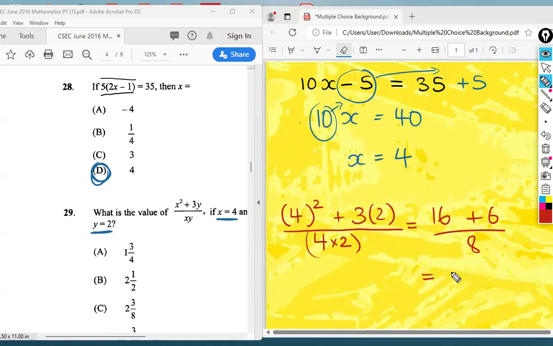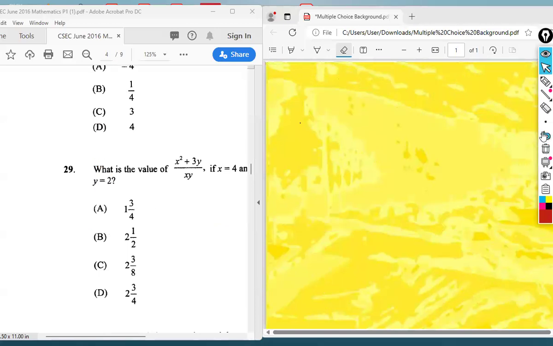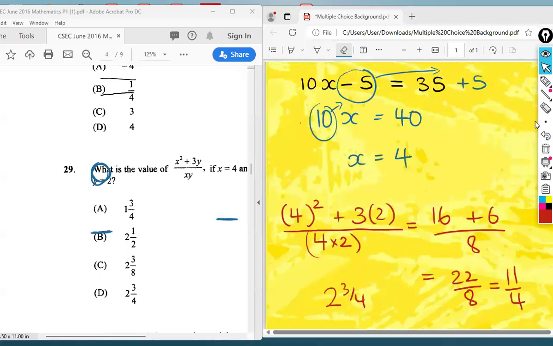16 plus 6 is, oh Lord, I can't do this. 22 divided by 8. Both of them can get divided by 2, so you get 11 on 4, which, if you convert this, 11 on 4 is 2 3/4. I'm not too sure if that's an answer, let's see. The answer would have been D if we worked it out. Sorry. The answer would have been D.